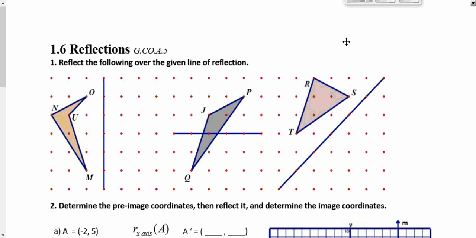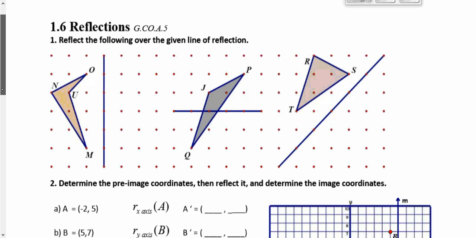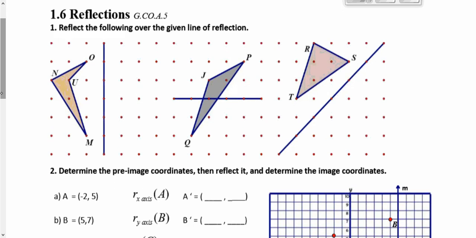Okay, 1.6. Let's dive into reflections a bit. So you have a line of reflection, right? And we're going to reflect some of these here in this first example. Not a coordinate plane so much, just some dots. But to help us here, what do you know about the distance of a point on either side of the reflection line? The same, right?